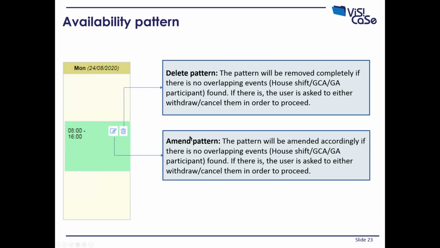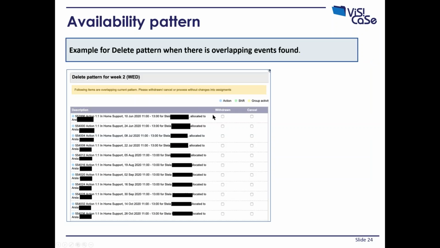Now the user will be able to delete and amend the pattern individually as well. And here we have added a few validations as well. For example, when the user tries to delete the pattern from the resource, calendar, or anywhere, the user will be redirected and the system will check if there are any overlapping items or events. For example, if there is any house shift, any action, or any group activity in which the resource has been allocated in future according to this availability, the system will check and show all the items listed.